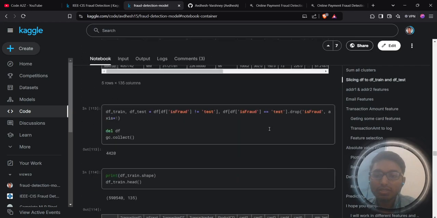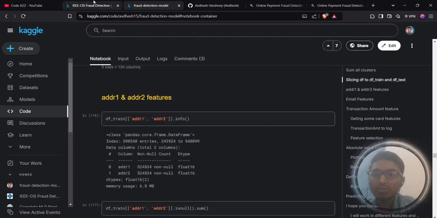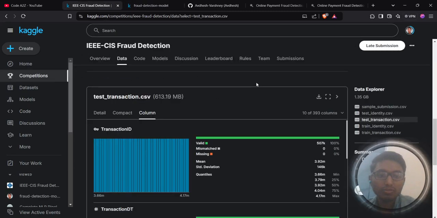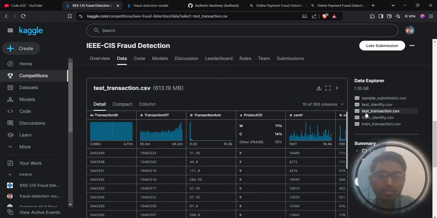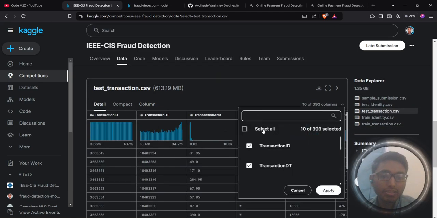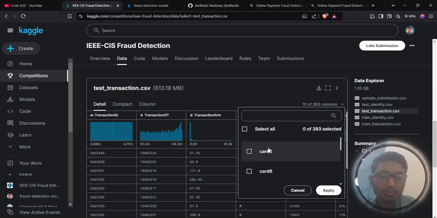So, sum of cluster after slicing. Then I had to analyze the address 1 and address 2 features. You can go through these two features also. I have to show why I decided to go on pre-processing these two features separately.